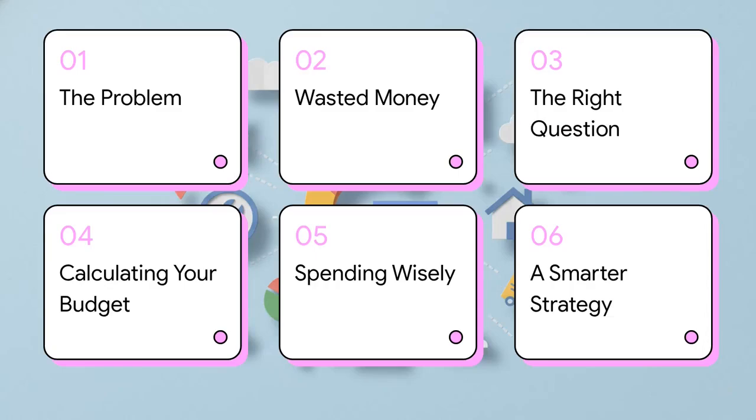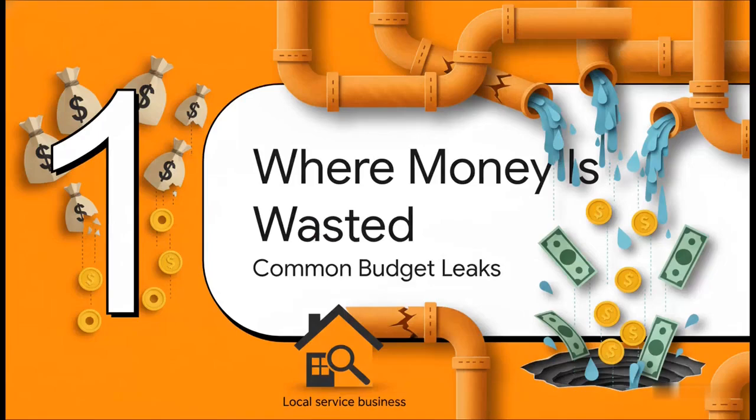Okay, here's how we're going to break it down. We'll start with the big problem, clicks but no calls. Then we'll find out where your money is being wasted, ask the right question about your budget, figure out how to calculate it, spend it wisely, and wrap it all up with a smarter strategy. First things first, before we can even talk about how much you should spend, we've got to talk about where your money's going right now. For most local businesses, there are two huge, super common leaks in the budget. The good news? They're totally fixable.